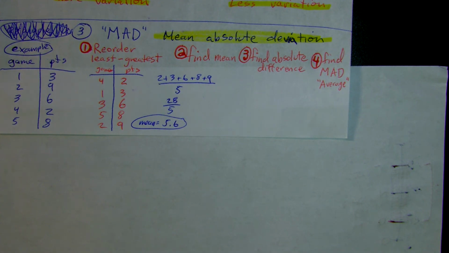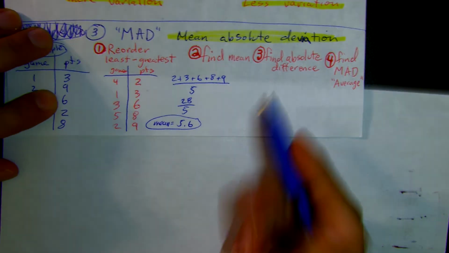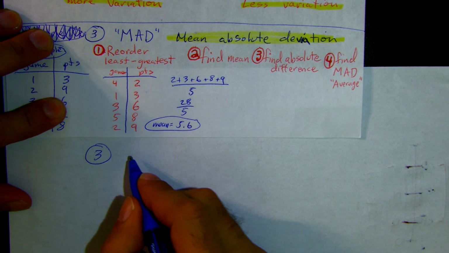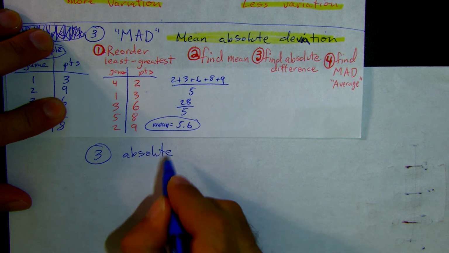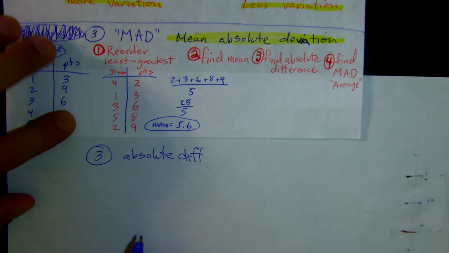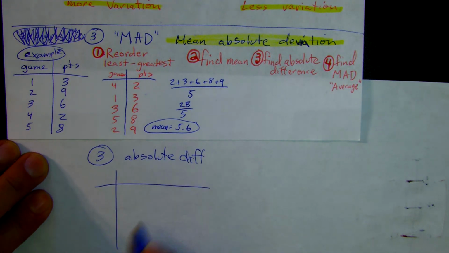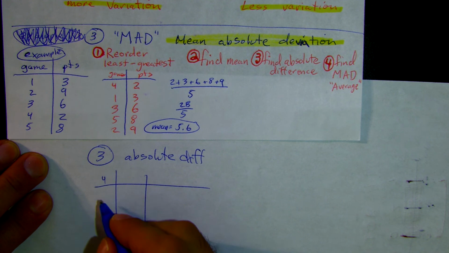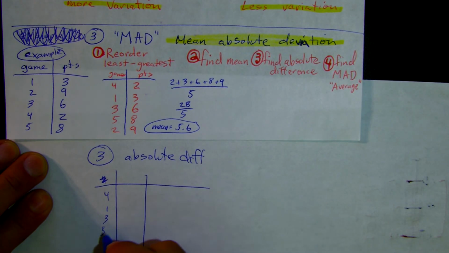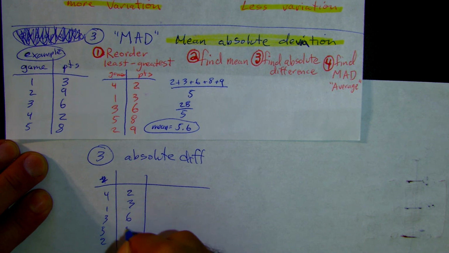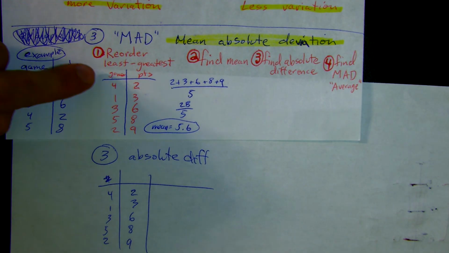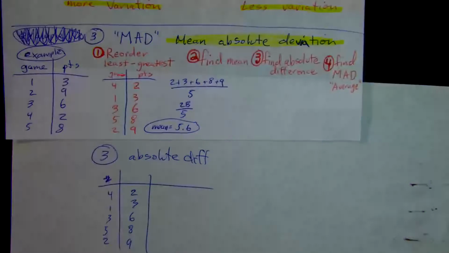So now we have our mean. Now we do the work. We put it in order. We found the mean. Now we find the absolute difference. So to do the absolute difference, I'm going to actually write down our step 3 here. We're going to find the absolute difference for each of these points. Now watch what I'm going to do. I'm going to rewrite all this information here. 4, 1, 3, 5, 2. 2, 3, 6, 8, 9. I just rewrote my least to greatest values here. And this is where I'm going to put the absolute difference.